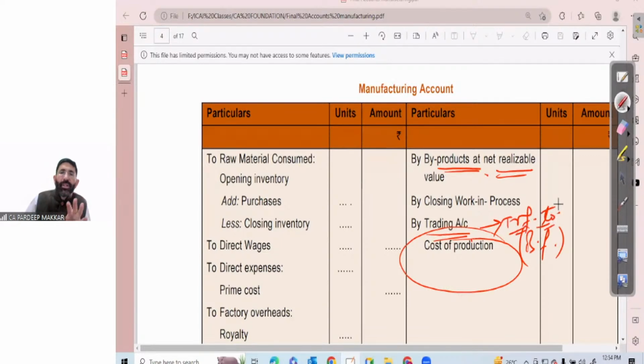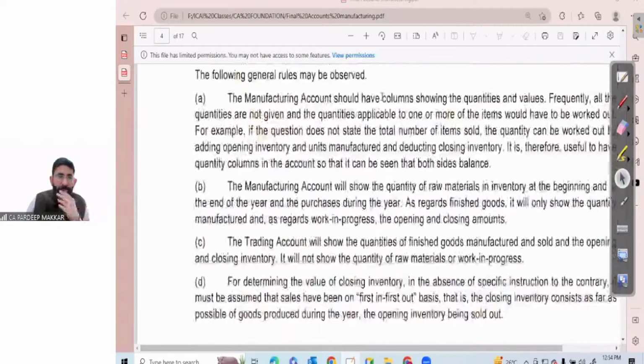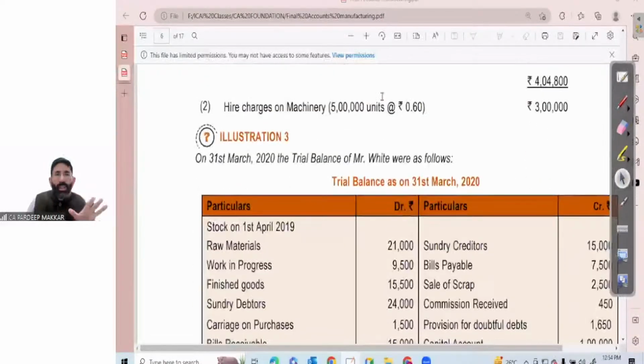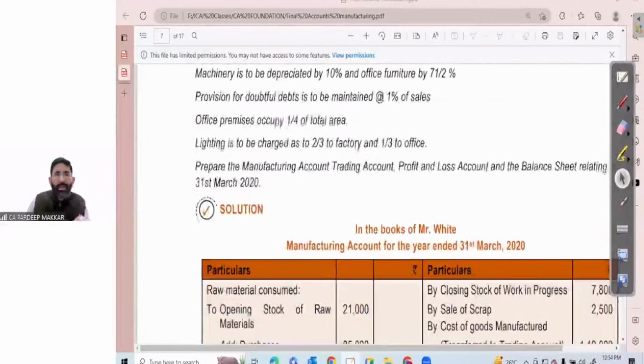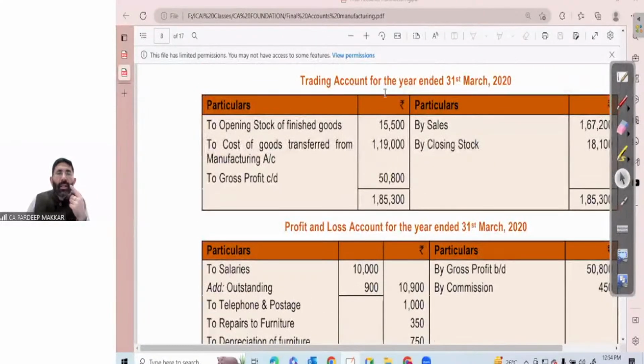So we are transferring it to the trading account, nothing else. So when both the trading and manufacturing accounts are prepared, only then are we able to get the GP. This results in the cost of production. It may also be called cost of goods manufactured. Then when we are preparing a trading account, we just enter opening stock of finished goods plus whatever is the cost of goods manufactured, and this is the format of it. You may see it, a very simple format, nothing else.